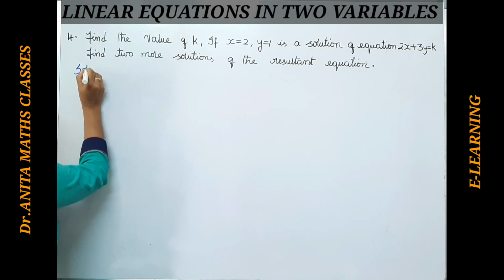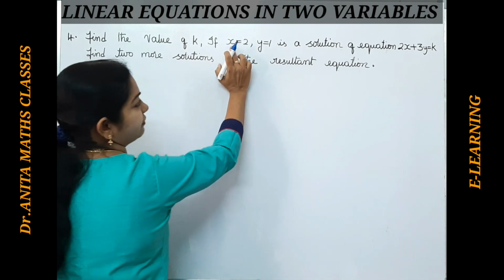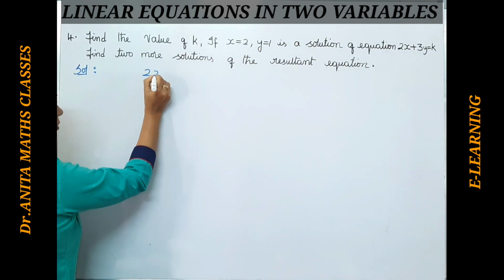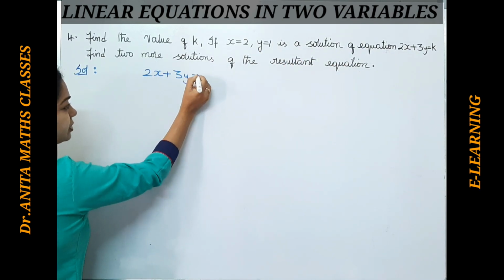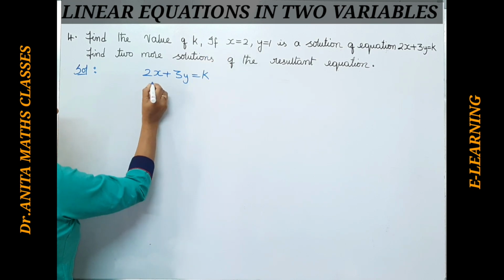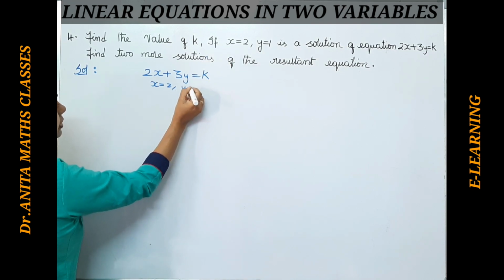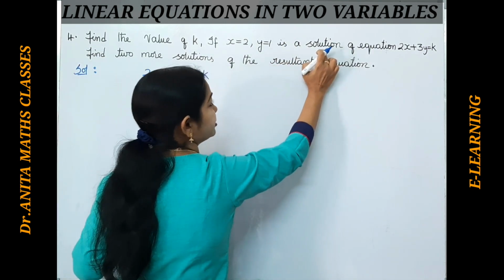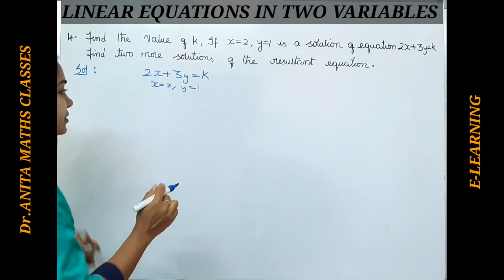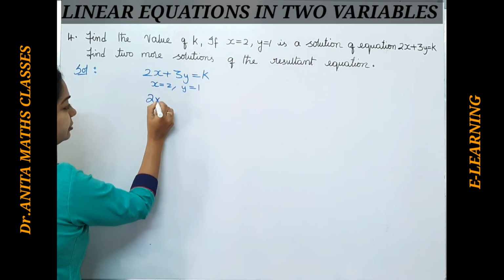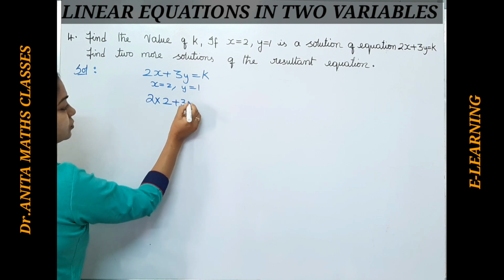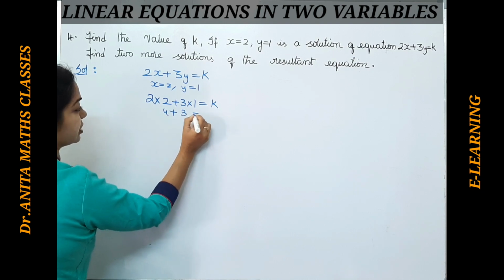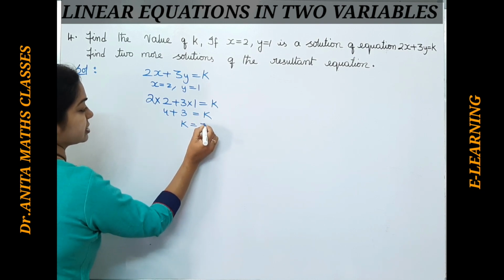To find the k value we will substitute the x and y values in the equation. Let us write the equation 2x plus 3y equals k. Substituting x equals 2, y equals 1. Why are we substituting? Because the given condition says these two are a solution of the equation. So we substitute 2 into 2 plus 3 into 1, where y is 1, equals k. That is 4 plus 3 equals k. So k equals 7.